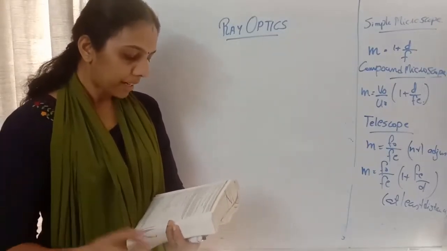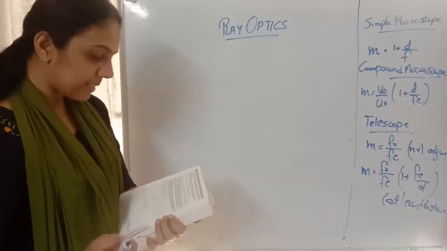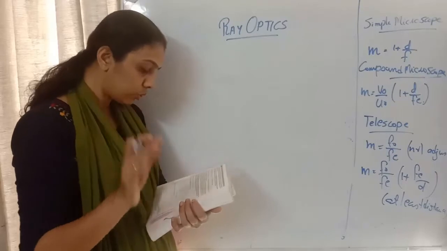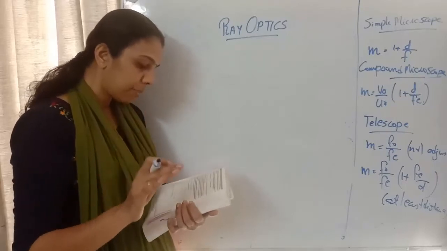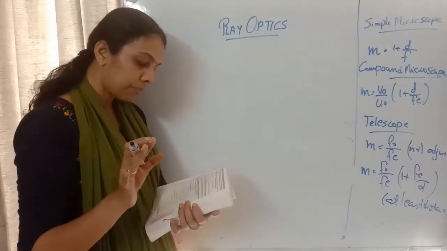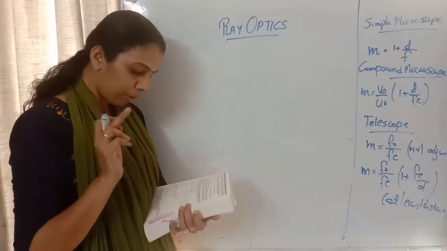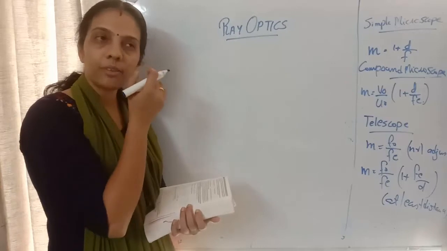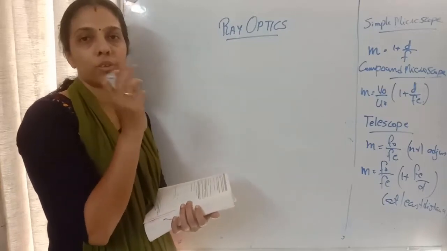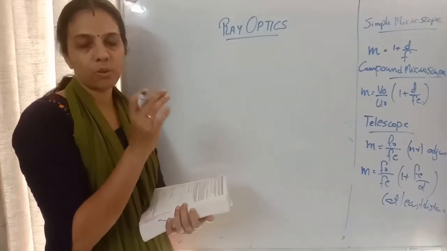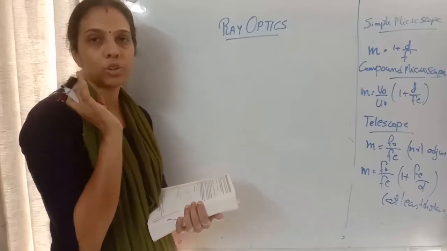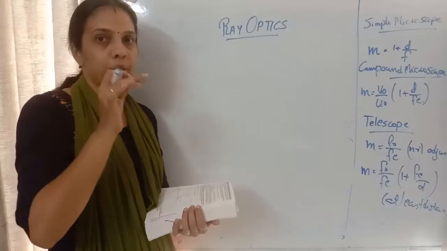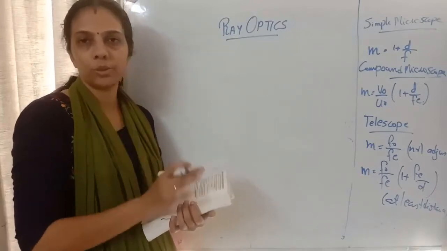An angular magnification of 30 is desired using an objective of focal length 1.25 centimeter and an eyepiece of focal length 5 centimeter. How will you set up the compound microscope? That means at which position we should keep the object distance, image distance, all those things you should find out, and what adjustment we should make for our eyepiece. That also you should find out.